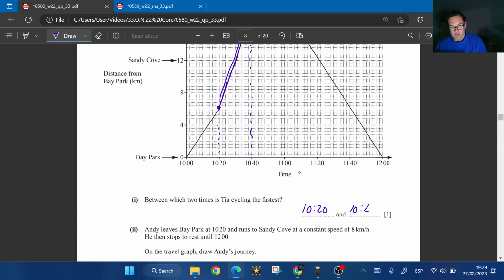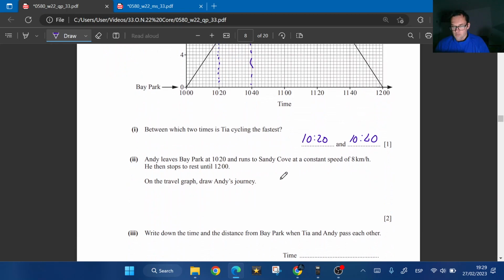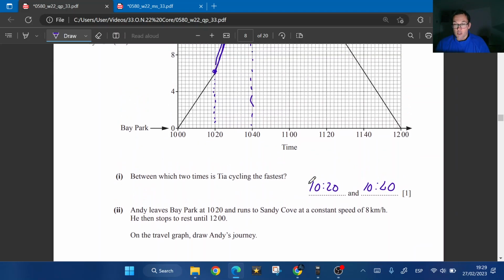For 20 minutes, she was really going at it. 10:20, 10:40. And he leaves Bay Park at 10:20 and runs to Sandy Cove at a constant speed of 8 kilometers per hour. He then stops to rest until 12. On the travel curve, draw Andy's journey.